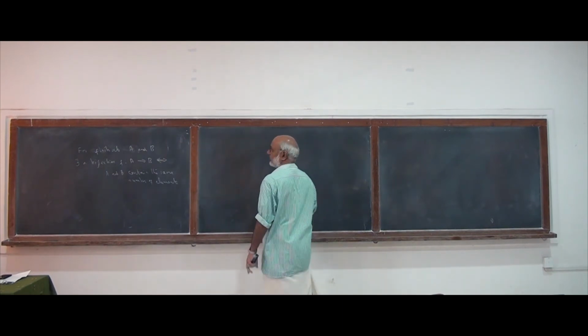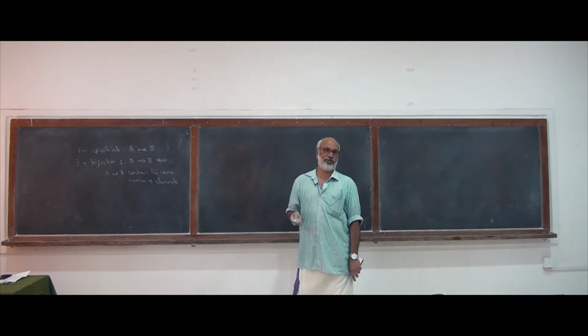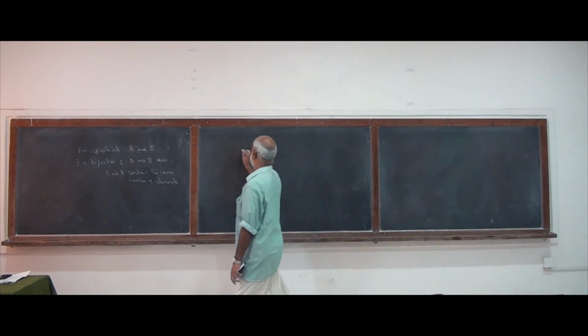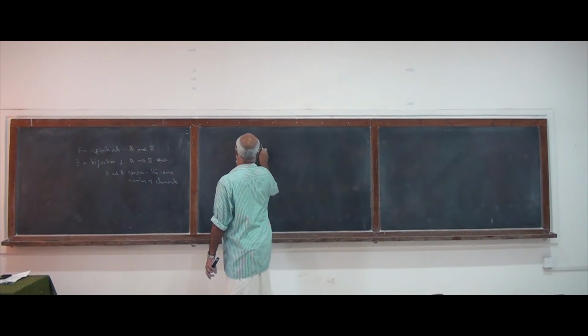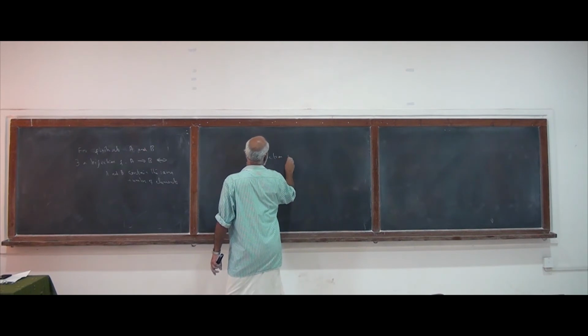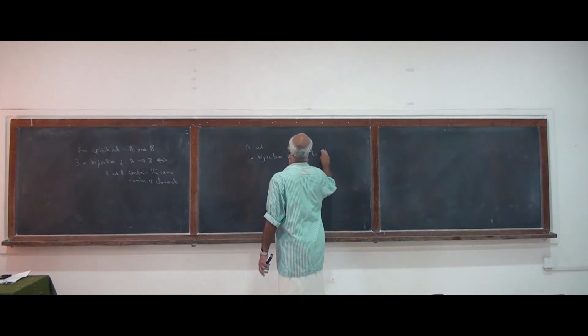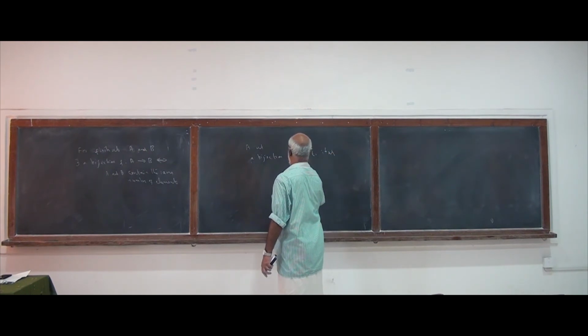And a bijection of one set to itself is sometimes called a permutation. Suppose A is a set. A bijection from A to itself is called a permutation.